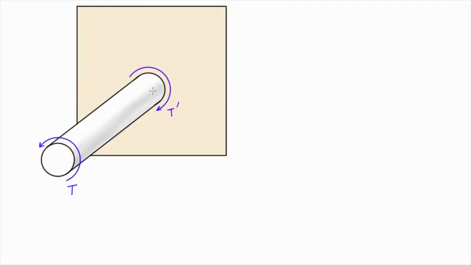So to get torsion in a member, we basically just need a pair of twisting couples. If you imagine that we have a rod here that has a rigid connection to a wall, if we apply a torque on one end, then the wall is going to have to provide that equal and opposite torque, so the opposite sense and the same magnitude, to keep this thing in static equilibrium.